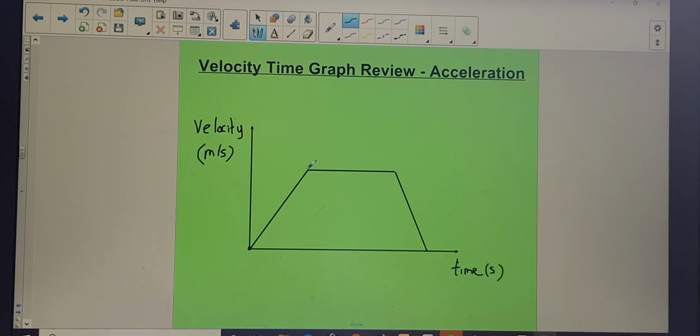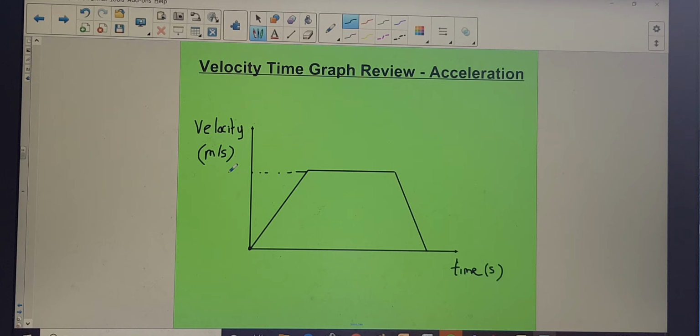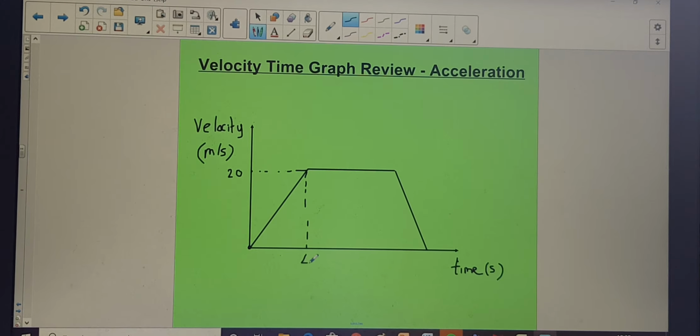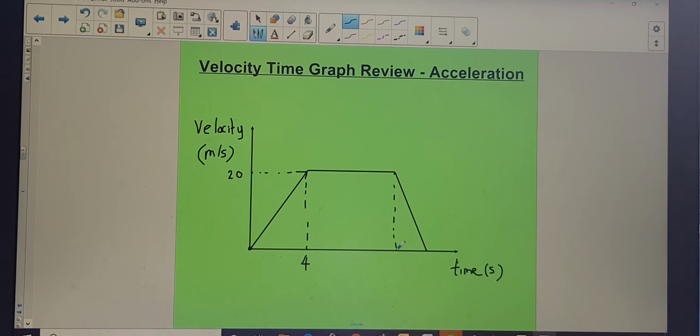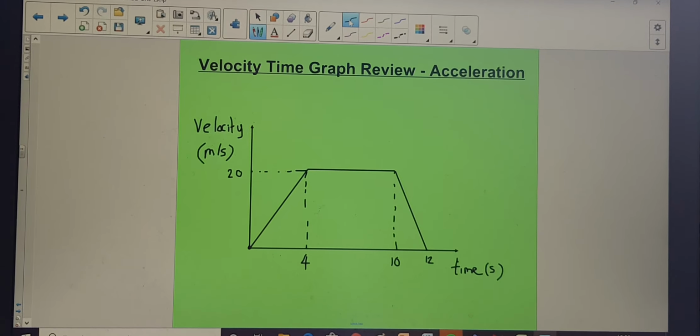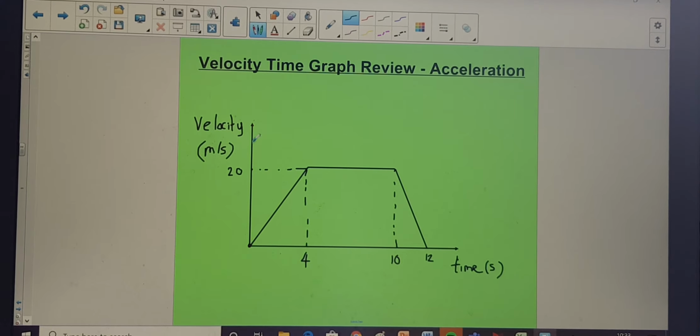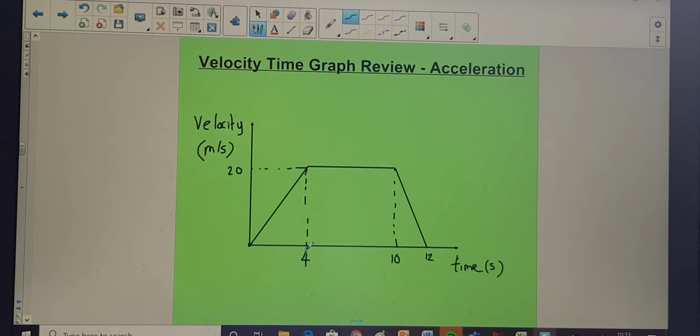For the sake of this one, let's just make up some values. Let's say that this one here was moving at a speed of 20 meters per second at that point. Over a period of 4 seconds, let's say they then moved at a constant speed for this period. And let's call this time here 12. Right, let's have a think about this journey. This time, look, it's velocity, it's not distance. The velocity is increasing with respect to time.